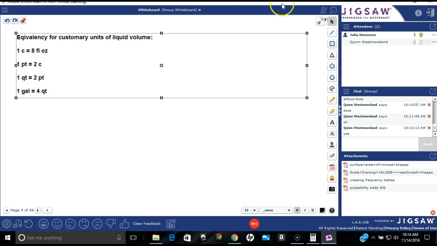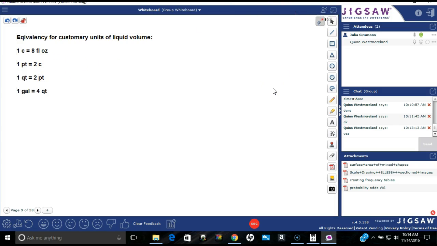All right. So on this chart, we have 1 cup is equal to 8 fluid ounces, 1 pint is equal to 2 cups, 1 quart is equal to 2 pints, and 1 gallon is equal to 4 quarts. But let's finish this logic out here and complete this equivalency table.